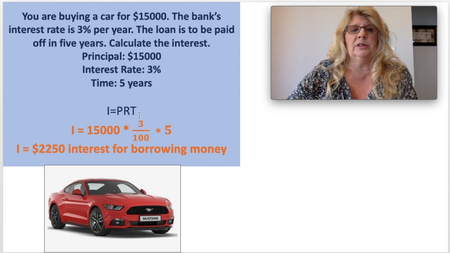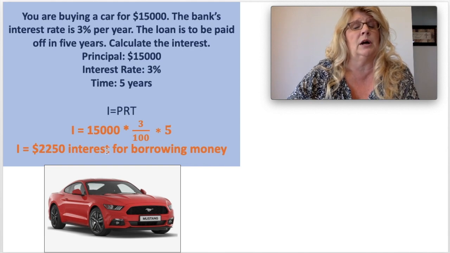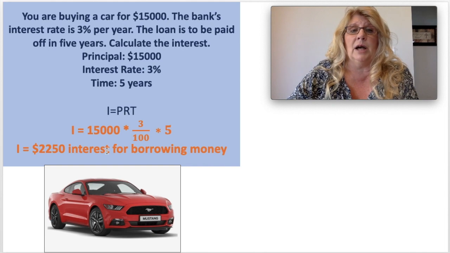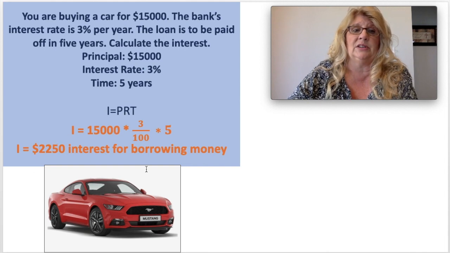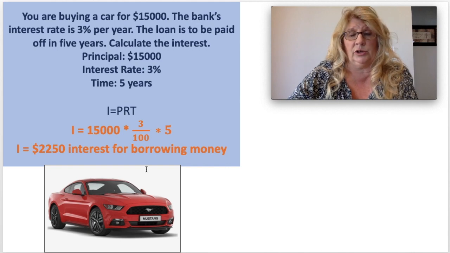I equals PRT, so interest equals P, 15,000 times the interest rate divided by 100 to change it to a decimal times time, 5 years. When you calculate that, you get $2,250 interest for borrowing the money. But that's how much you have to pay to borrow that money. If you want to know the total amount paid, you would add $2,250 to the $15,000 for a total of $17,250. That's how much the car is actually going to cost you.